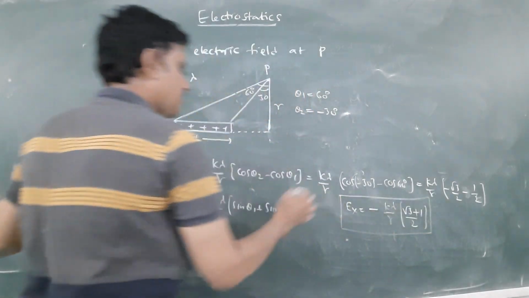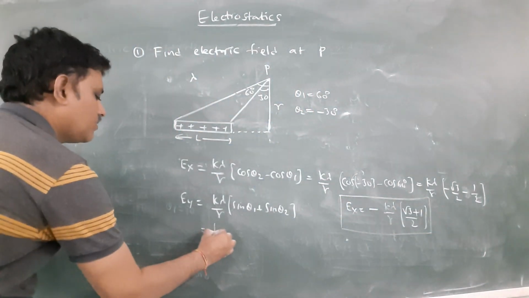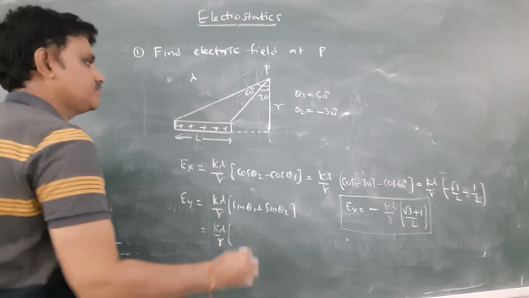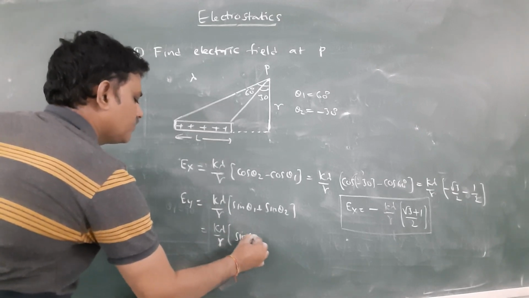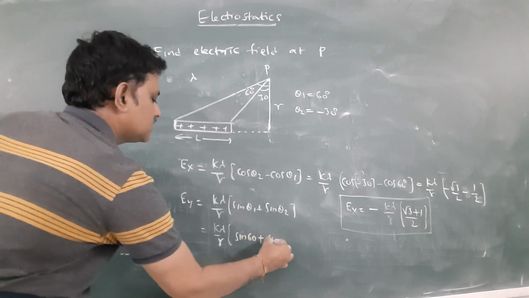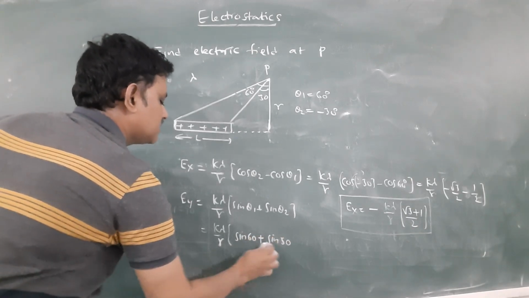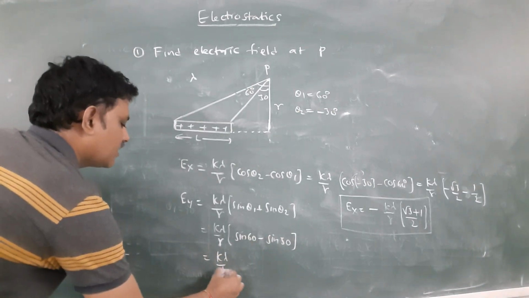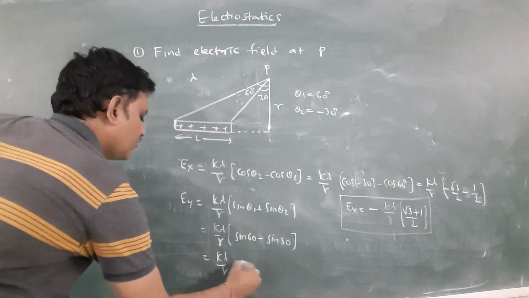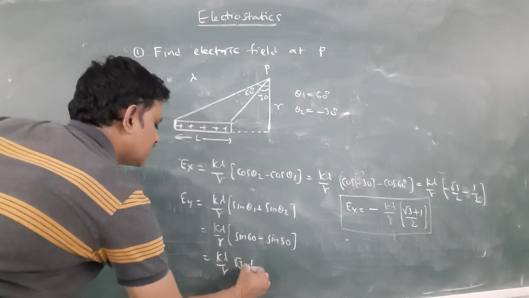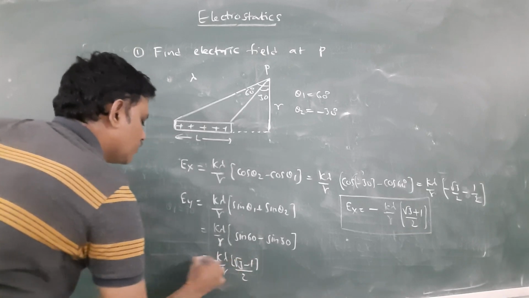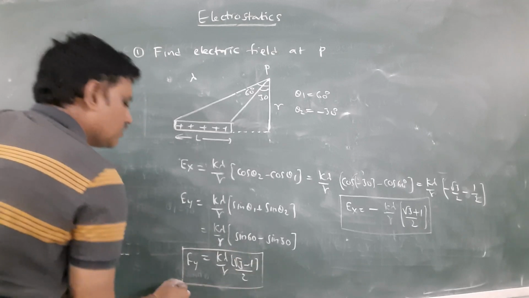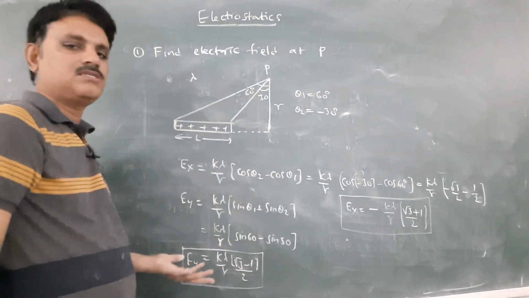Similarly we calculate Ey. Ey is equal to k lambda by r into sin theta 1 plus sin theta 2. So sin 60 plus sin of minus 30, that is minus sin 30. So k lambda by r into sin 60, which is root 3 by 2, minus 1 by 2. So that is root 3 minus 1 by 2. This is Ey. So that is Ex and this is Ey.